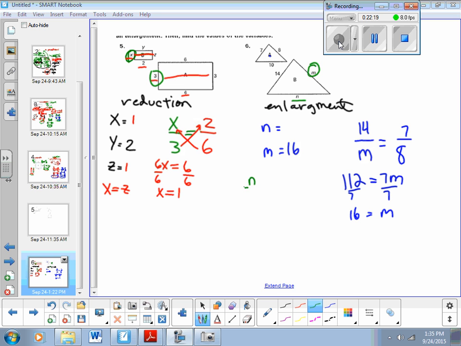Does everybody see what number corresponds to n on the other triangle? 10. So n over 10 is equal to, don't use m, use 14. You notice I used one of the sides that I don't know and the side that corresponds to it. So now I'm going to set that equal to 14. What corresponds to 14? 7. That's one way you could have set it up. It's not the only way you could have set it up. Go ahead and cross multiply and solve that for n from there.